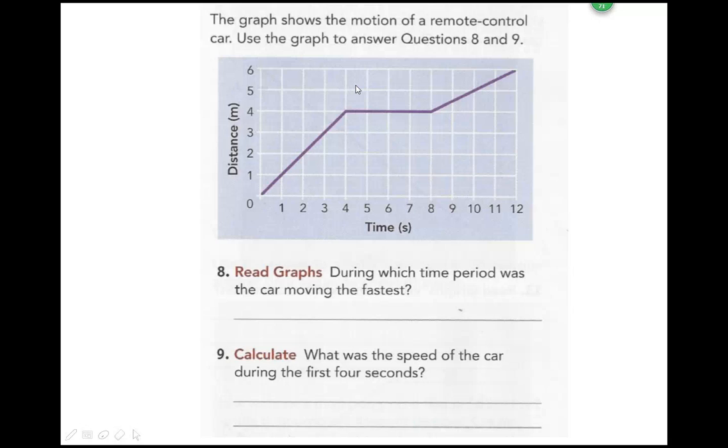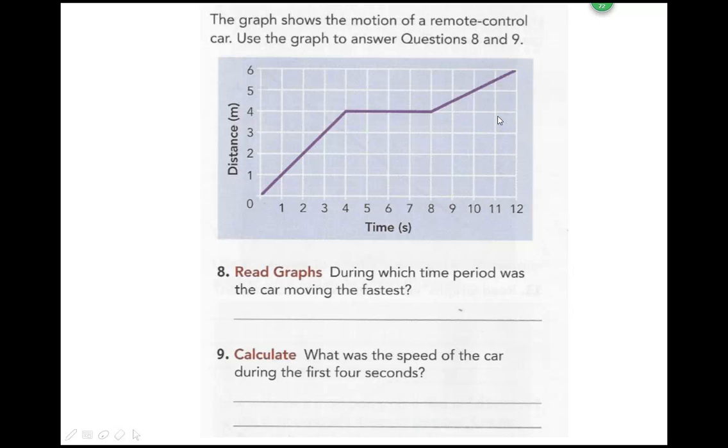So in order to find the fastest moving car period, we are going to find the largest speed. And in order to find the largest speed, we are going to find the steepest slope. And which one is the steepest slope? This one. How do you know? Because you do the calculation. 4 over 4 is actually 1. And you do this: the rise over run, the rise is 2 here, and the run is 4.